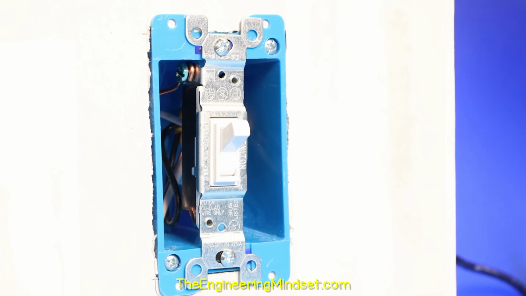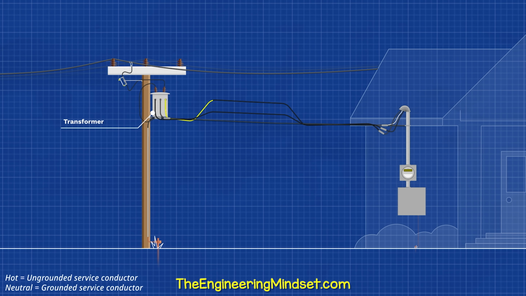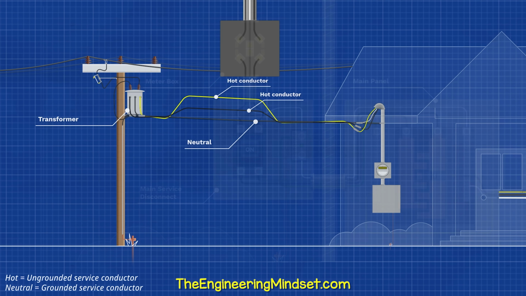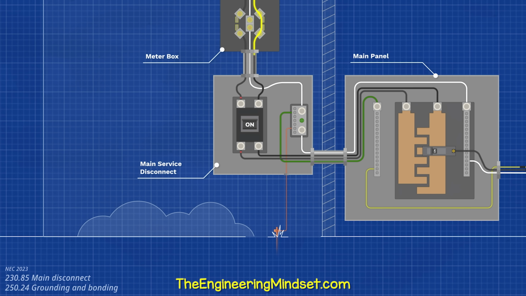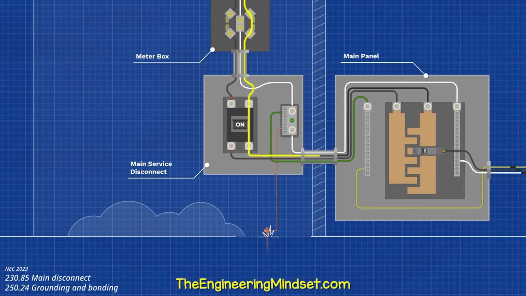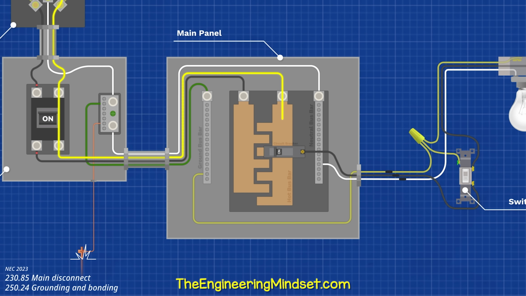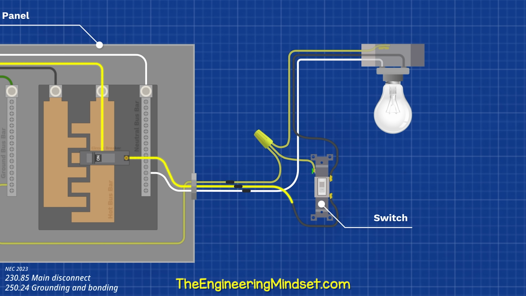When we turn on a light switch, the current flows along one of the two service hot conductors to the property, then down through the electrical meter, then through the main disconnect, and then into the main electrical panel where it connects to one of the hot bus bars. It travels down this bus bar to the circuit breaker, and then along the hot wire to the switch, and then to the light fitting.